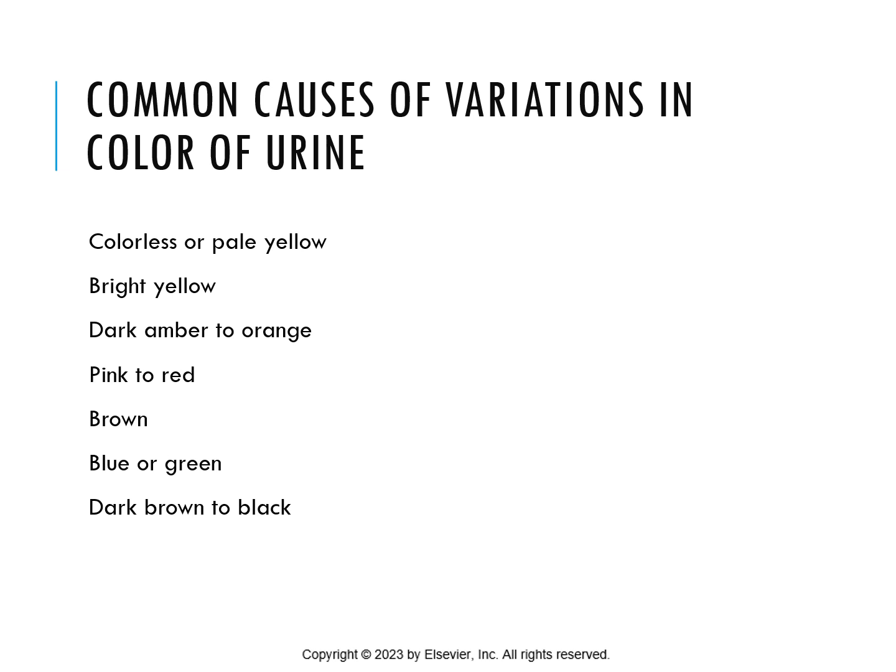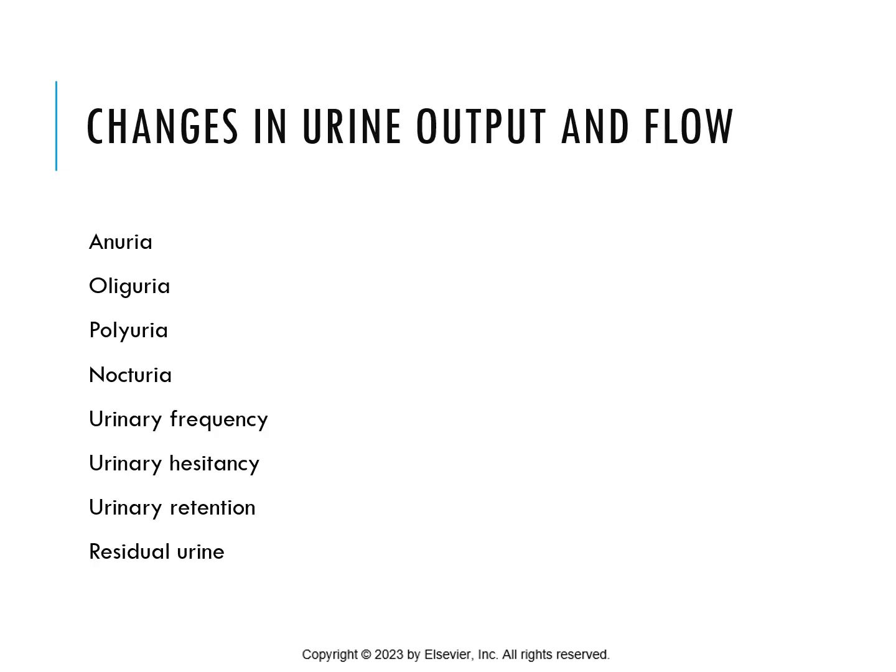On page 800 within table 33.3, you can read about some common causes of variations in color in the urine. And on page 801 within box 33.2, you can read about the terminology related to urine output and flow.